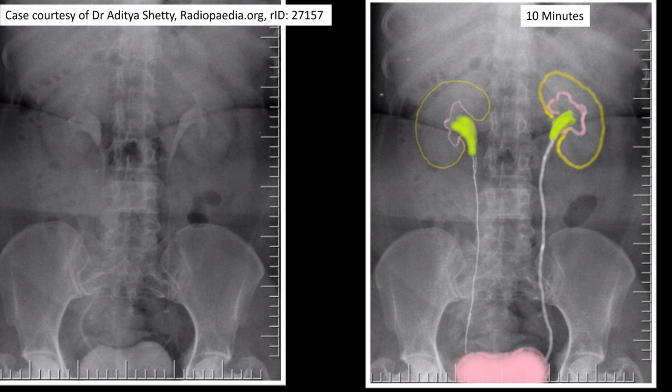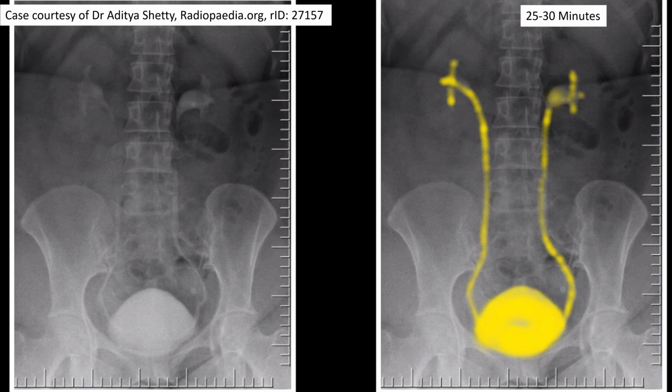At 10 minutes, we can see the shadow of urinary bladder also, in addition to the ureter, pelvic-ureteric junction, renal pelvis, calyces, and kidney. At 25 to 30 minutes, we can see the complete urinary system from calyces to the urinary bladder.